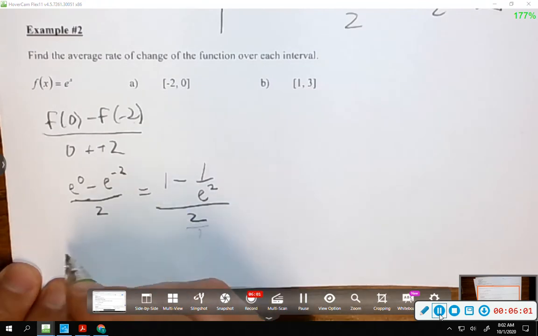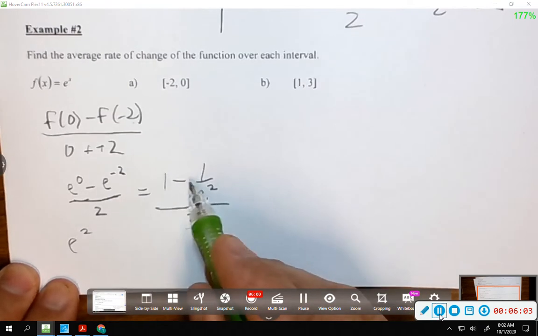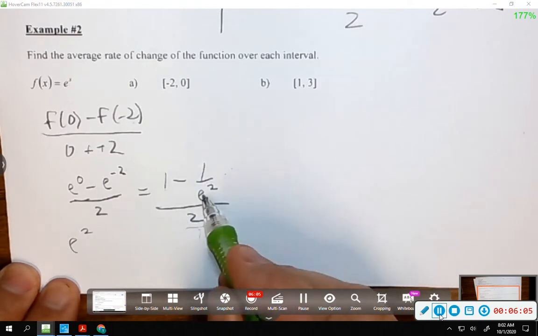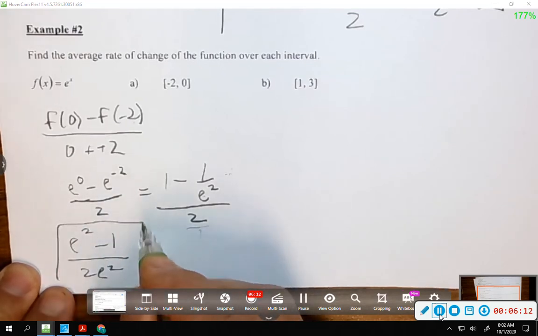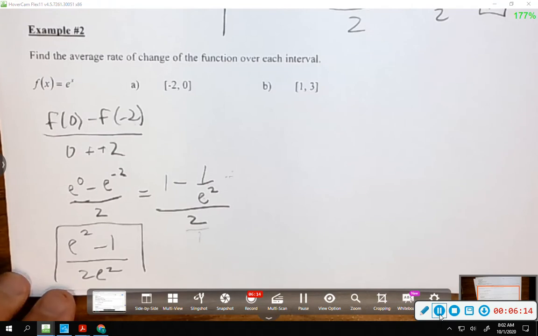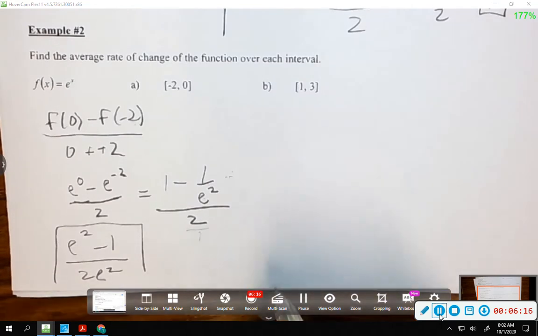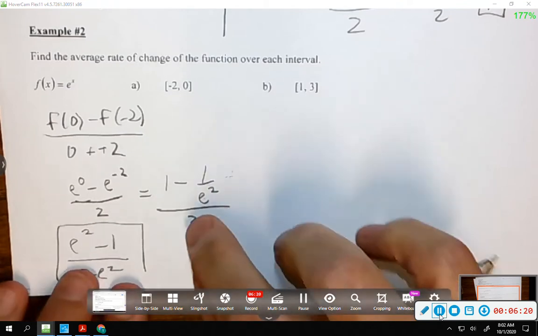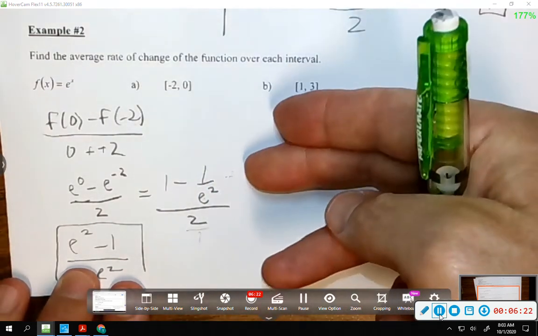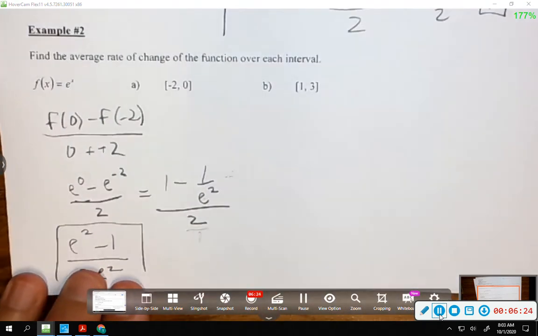1 times e squared is e squared. Negative 1 over e squared times e squared, it cancels. But don't forget to take 2 times e squared. Okay? And I know that's how Mr. Hearn did it last year in honors as well. If you want to make this all one fraction, and then flip, make sure that 2 stays on the bottom when you flip that denominator up, because right now it's 2 over 1. That's fine. You can do it in 2 steps.